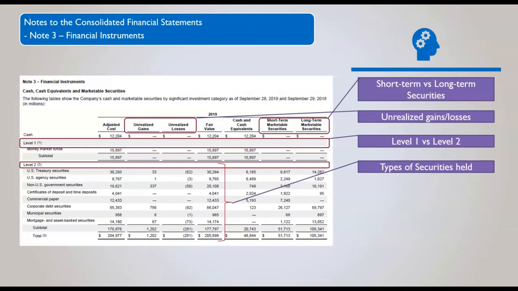The key point here is that we can see the largest portion, $85.4 billion, is held in corporate debt securities. And following that, the second largest balance, or investment, of $30.3 billion is invested in US Treasury securities.